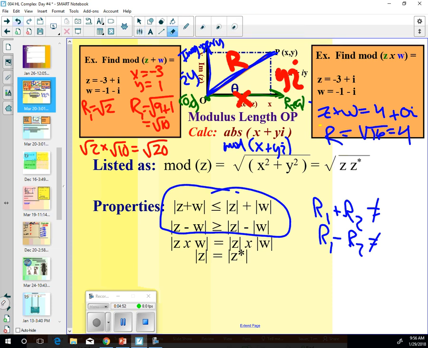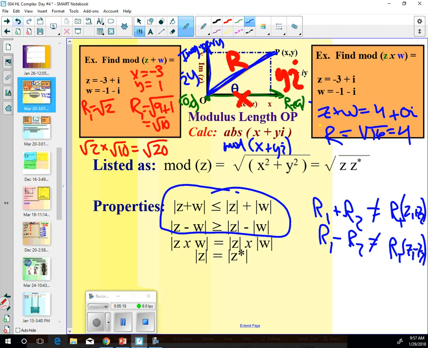I should say the total of the adding of those. We call it z1 plus z2. Okay, those don't add up. They don't subtract. But do they multiply? Yeah, they do. The multiplication does work.